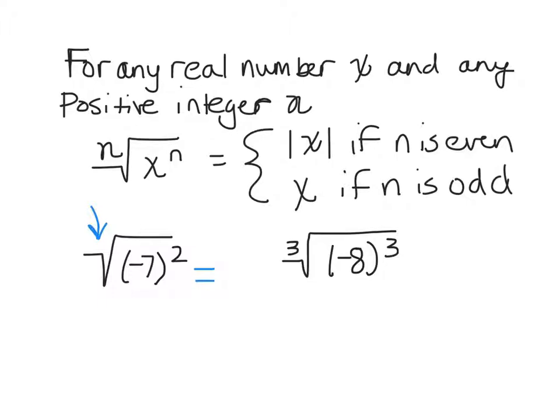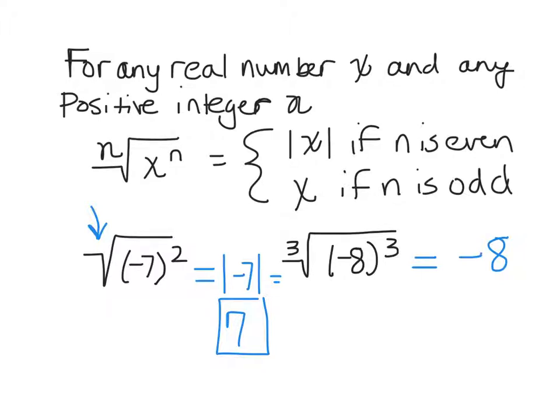So really what I have is the absolute value of -7. So that becomes 7. So that in fact is positive. Okay? Over here though, n is odd. So I have an exponent of 3 and an index of 3. So that means that I can just take x itself. So this is just -8. Okay? You shouldn't have too many problems where this kind of thing factors, but if you do, now you know how to handle it.